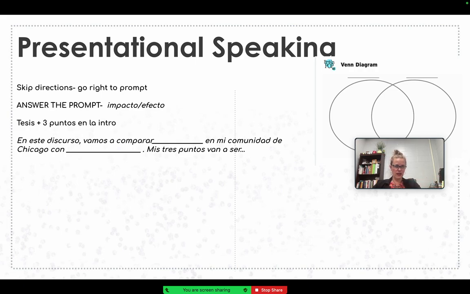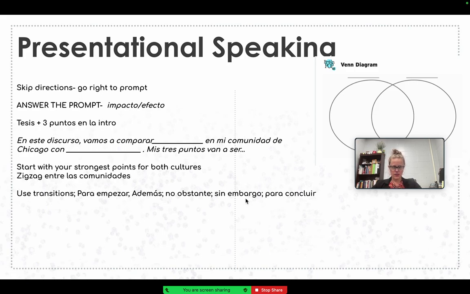I'm going to use whatever point I'm able to talk about both cultures with. Okay, start with my best point and go back and forth, kind of zigzag between United States, Latino cultures, and perhaps something in the middle, or starting here and then branching out. Start with my strongest point, so I have el lujo de tiempo para poder expresarme todas mis ideas. Okay, zigzag back and forth, so I talk about both. And have my transitions handy. I want to use at least 3. Para empezar, además, if I'm comparing and contrasting, we got the old no obstante, sin embargo, por el otro lado, en cambio, right? And al final, para concluir.